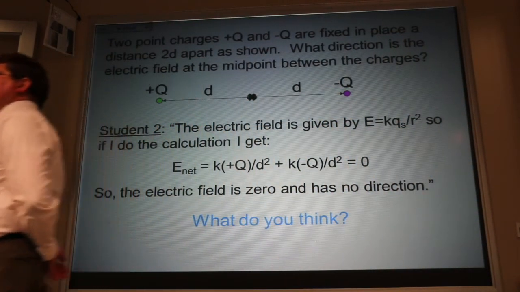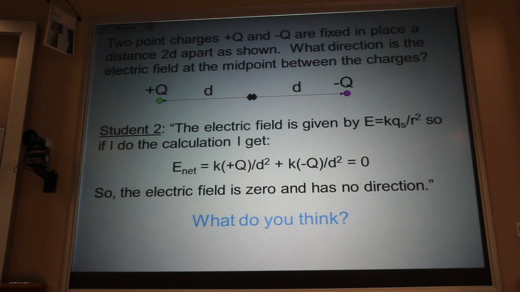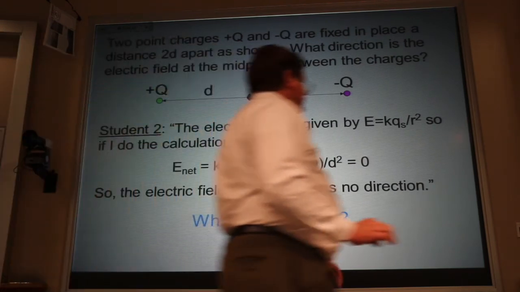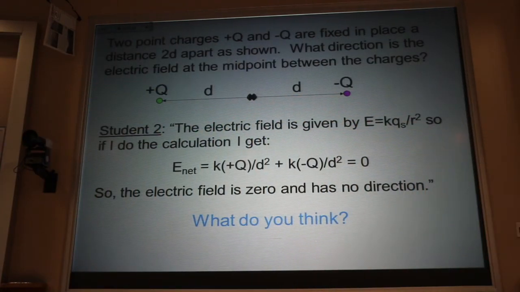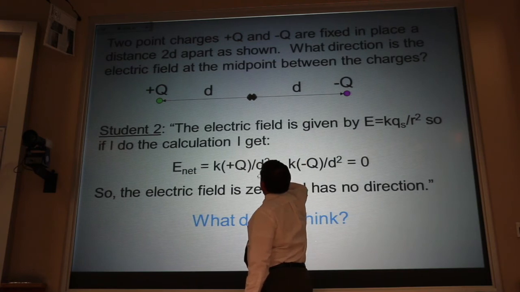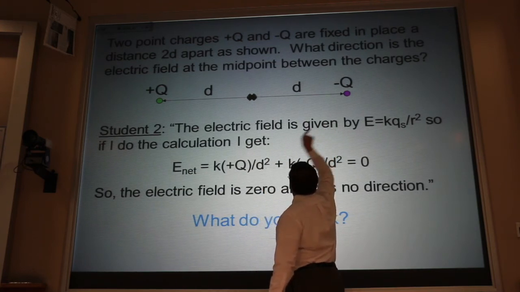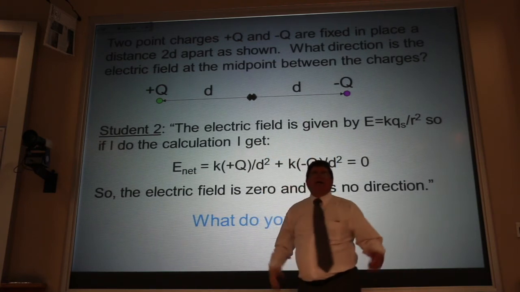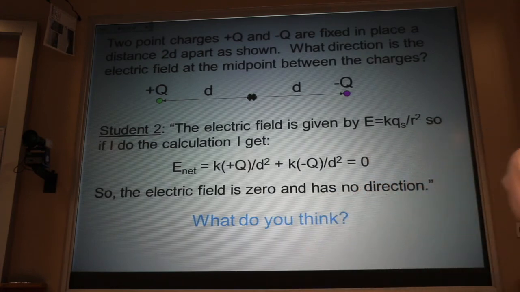The minus sign doesn't mean right or left. The minus sign means towards. The plus sign means away. And typically we ignore the minus sign and just use our gut. Since I've got an electric field away from the positive, that would be to the right, and an electric field towards the negative, that would also be to the right, they would add. They would not subtract.